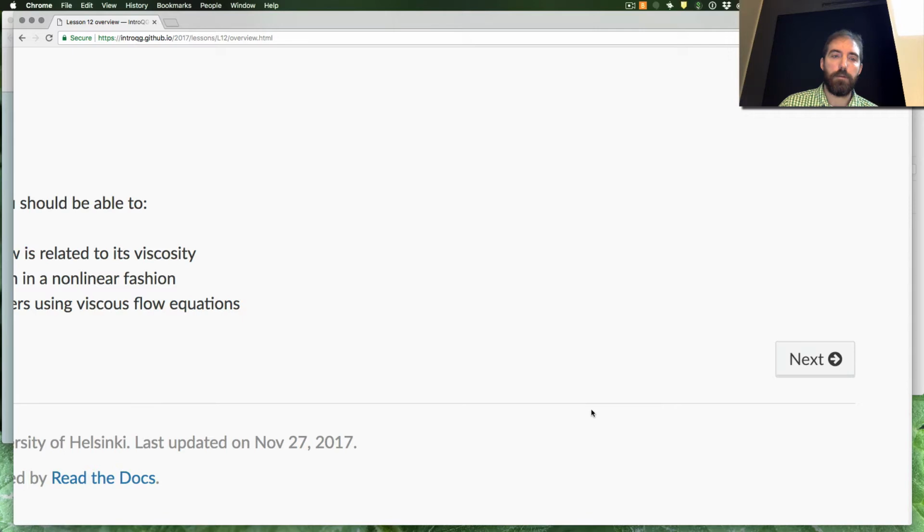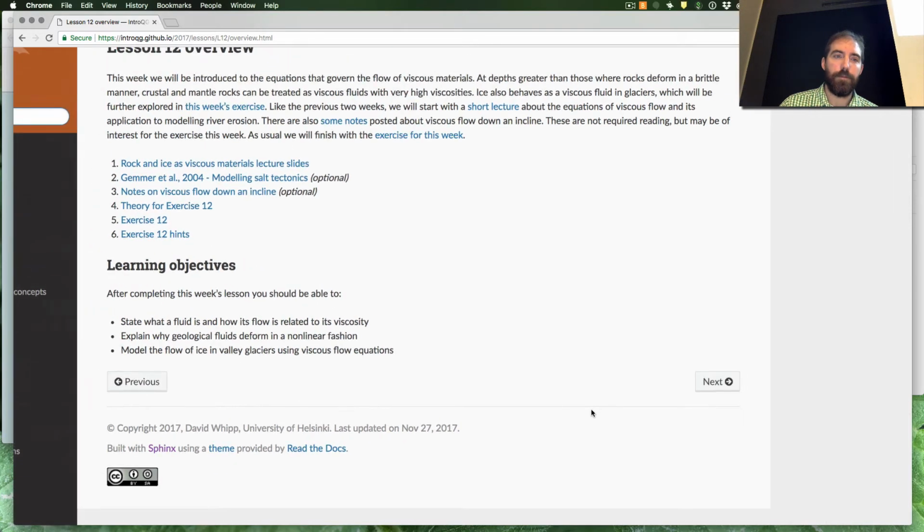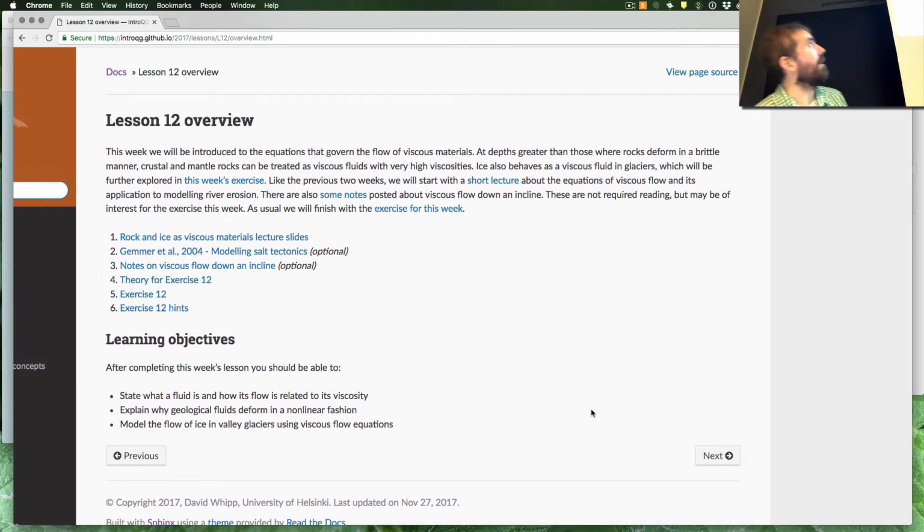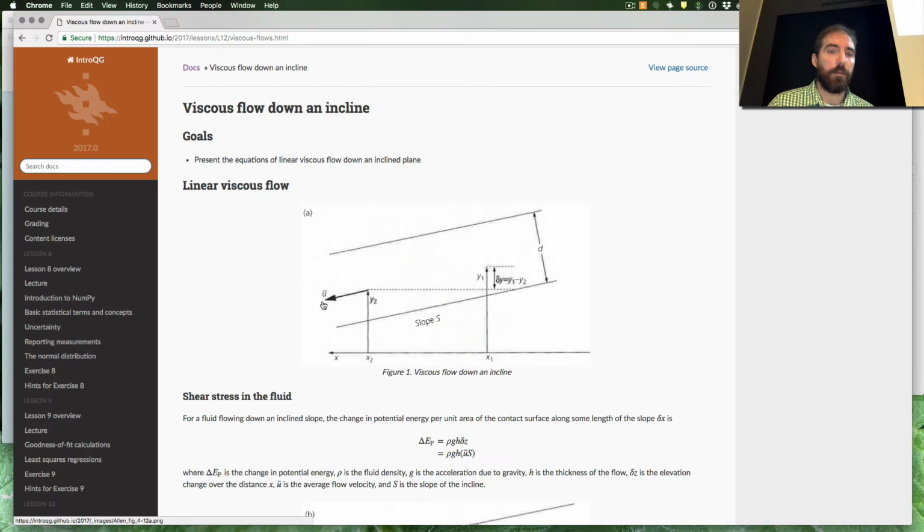So I'm just going to do this, and hopefully you can see that all right. Here's the paper that I mentioned about salt tectonic stuff. There's a link to it here. You're welcome to take a look at that. There are some notes, as usual, about the viscous flow down an incline. And like the previous weeks, if you want to understand a little bit more of the math that we use in the exercise and where it comes from, you can read through these notes.